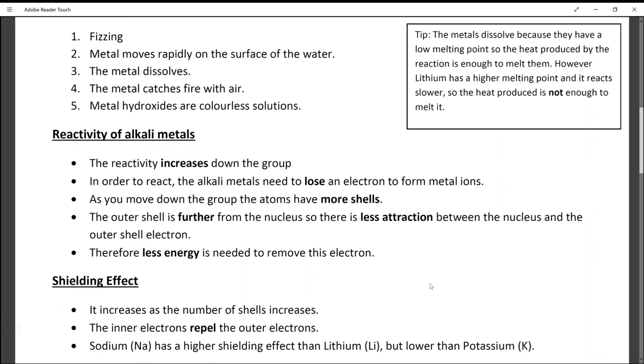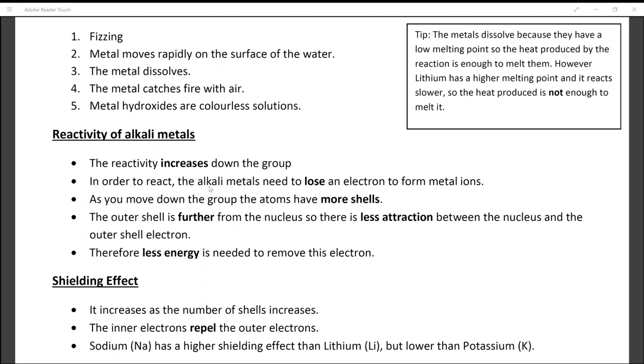The reactivity of alkali metals. The reactivity increases down the group. Okay, we have the periodic table here. We have lithium, sodium, potassium, rubidium, cesium, and francium. The reactivity increases down the group. So sodium is more reactive than lithium. Potassium is more reactive than sodium, and so on.